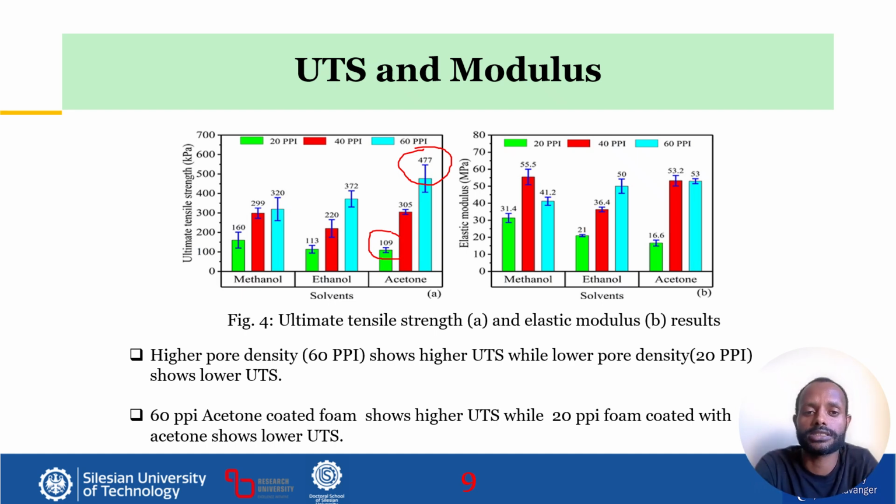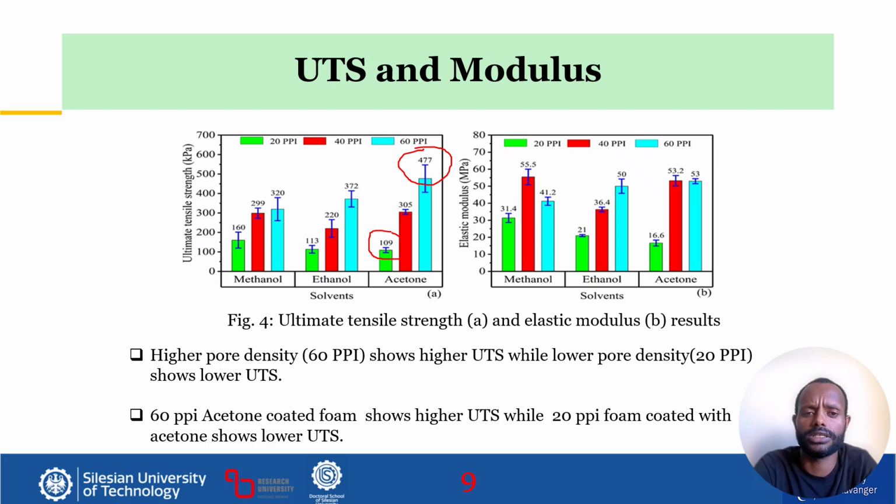The same is true for elastic modulus. If there are finer cells, that means 60 ppi, the form is stiffer than that of 20 and 40 ppi.